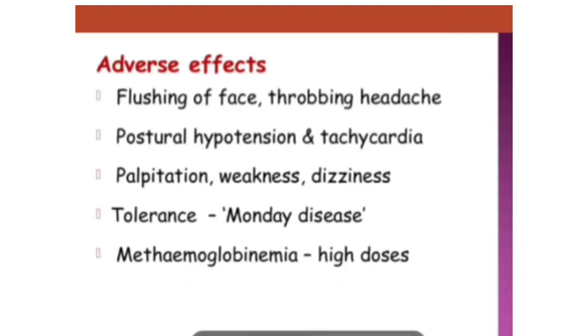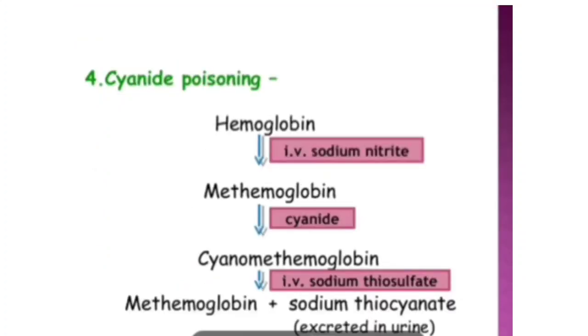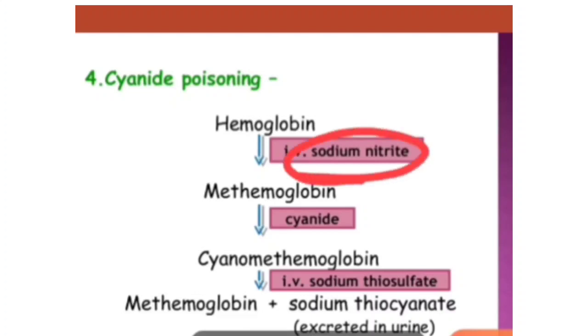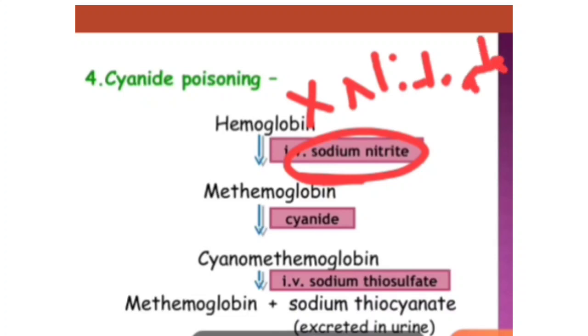In these conditions, nitrates are given for different indications, but for cyanide poisoning we use sodium nitrite, which is not a nitrate, so be careful. Hemoglobin is converted into methemoglobin. When cyanide combines with methemoglobin, it is converted into cyanmethemoglobin, and sodium thiosulfate then combines with it, so it is excreted. Sodium thiocyanate is excreted in the urine.